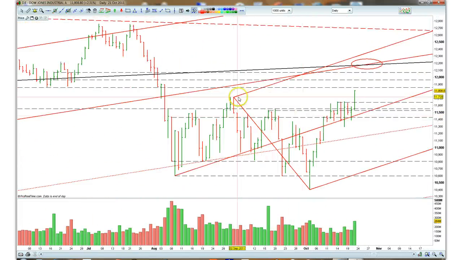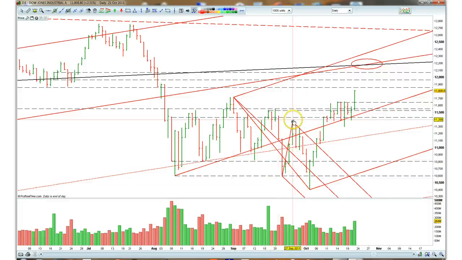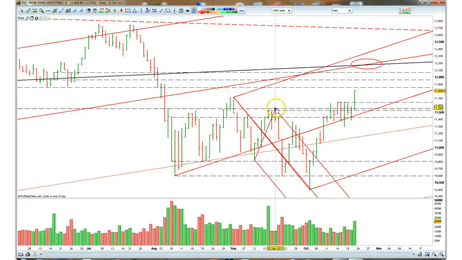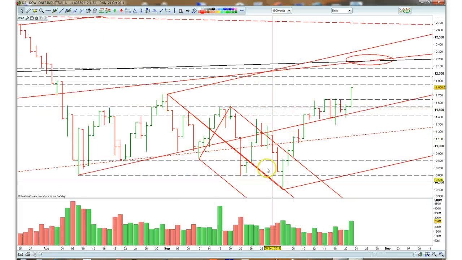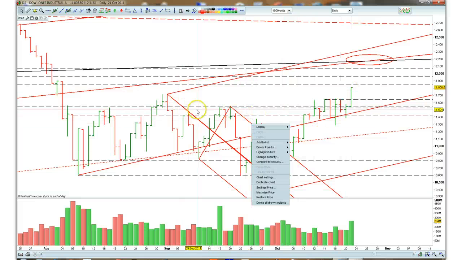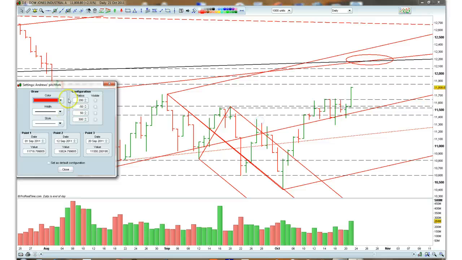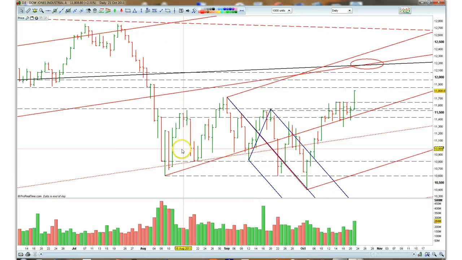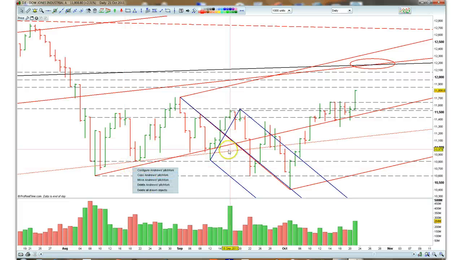And what else can we play with? We had a pitchfork here. That was a downtrending pitchfork, and it was a valid one. Tagged the median line and then sprung out. What we can do, I might colour this one blue, just so we don't get too many lines on here now. I might just get rid of this big one for a minute.